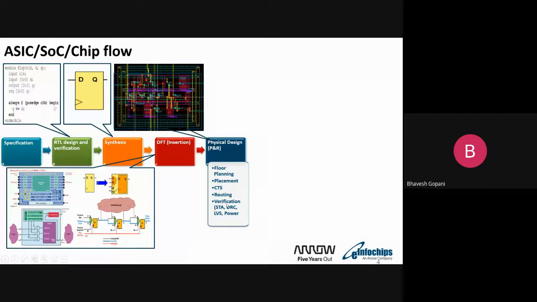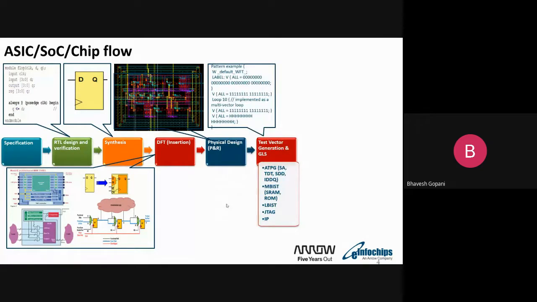Once the PD is done, now what? So now the design is ready to be taped out. But before the tape out, what we need to do is DFT. We need to do pattern generation, vector generation, on the gate level netlist, the GLS netlist. So here we need to generate different sets of vectors for ATPG, MBIST, LBIST, JTAG, and also for standalone IPs that are there in our design. So for that we need to generate different sets of test vectors.